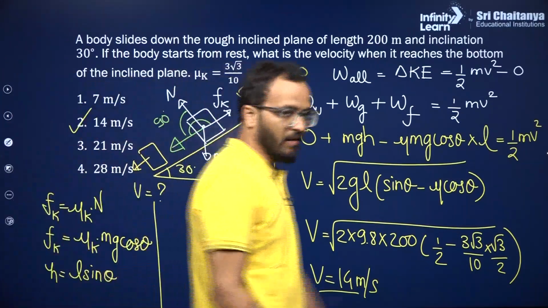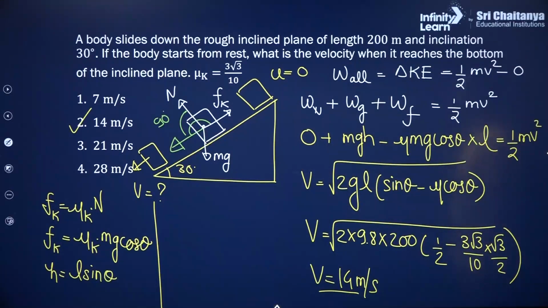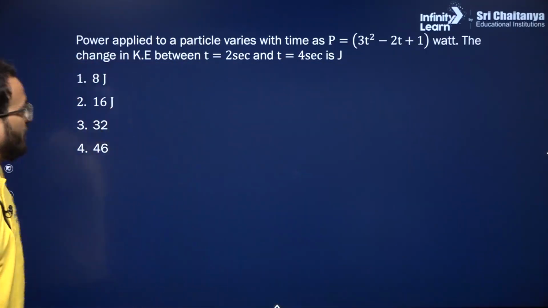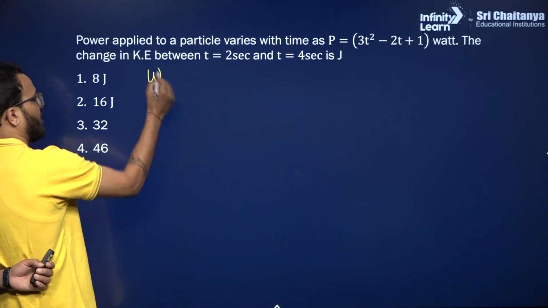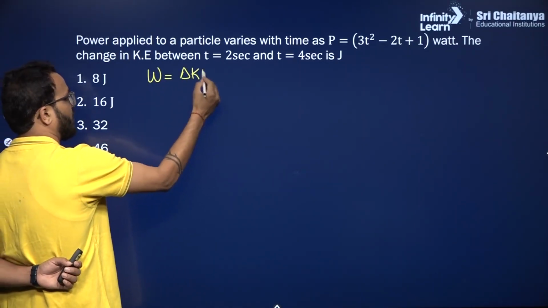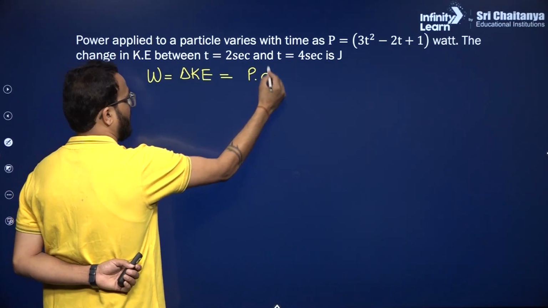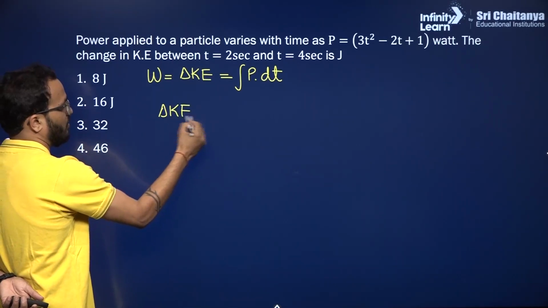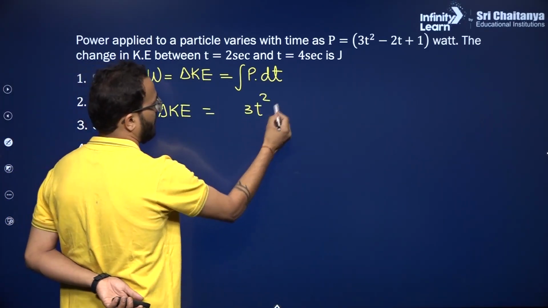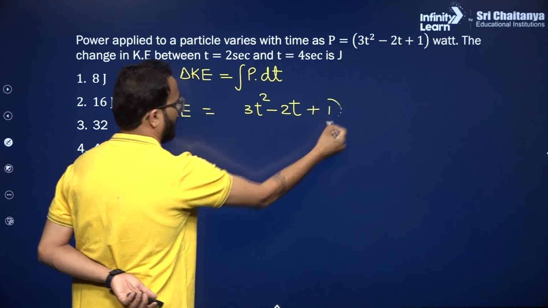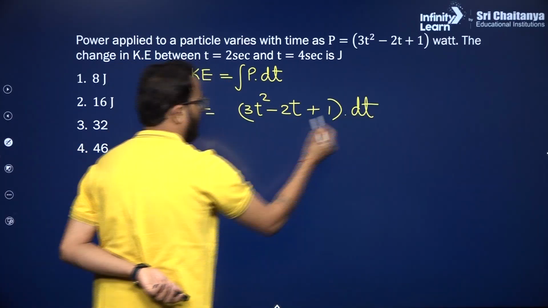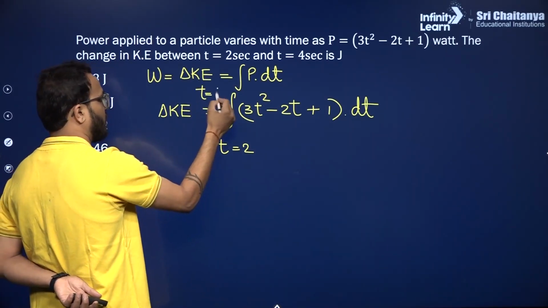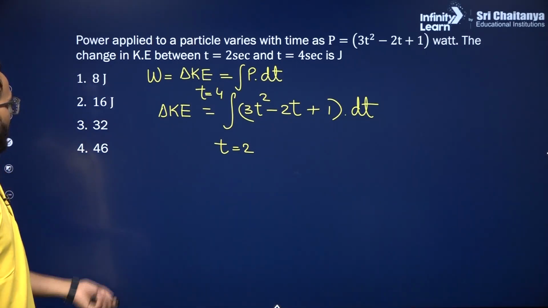Is this okay, everyone? If you want to take a look, just take a look quickly. Okay, so this is the solution of this particular question. Let's move on to the next question. Whenever they have given power and they have asked change in kinetic energy, so work done is change in kinetic energy, which will be equal to P dt. Use this concept and get your answer. So simply put the value of power, which is 3t square minus 2t plus 1, and I suppose you can do the integration from here, putting the limits from t equals 2 seconds to t equals 4 seconds. Got it? And get your answer.